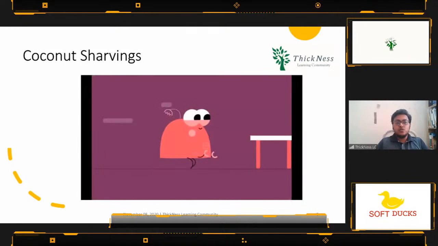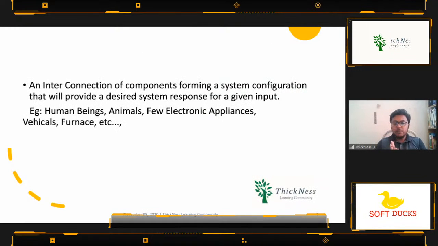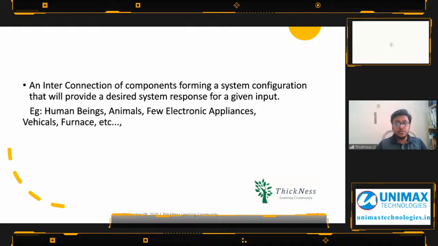Yeah. So with this small example of just a mixie, now let us go to the definition of the control system. That is an interconnection of components forming a system configuration. What are the components which are used in the mixie case?